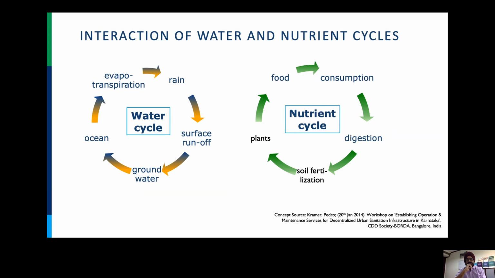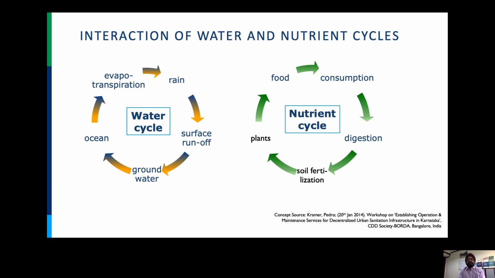So let's begin with this issue of water cycle and nutrient cycle. These two cycles have been there in nature, and they have not interacted, they have worked as separate systems over the past many centuries, millennia. So the water cycle starts with the water from oceans and land getting evaporated and coming down as rain, then going down as surface water, and then getting into groundwater and through the rivers into oceans. So that circle is on the left.